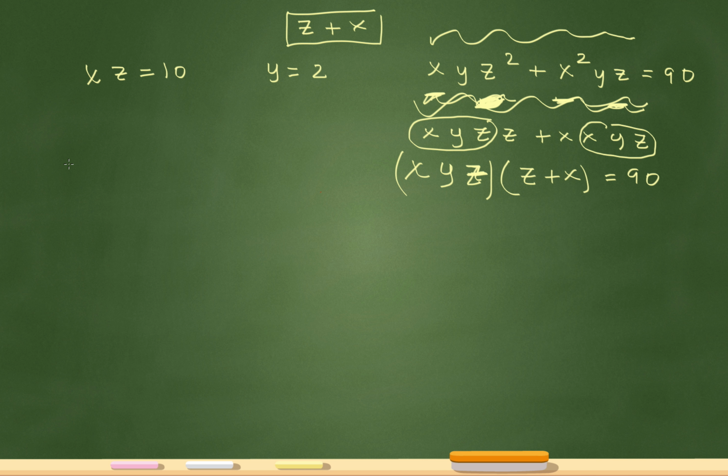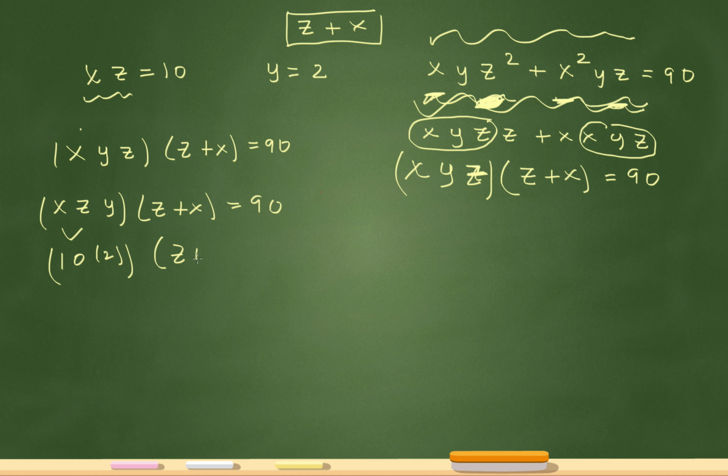So let me bring that over here so it's a little bit neater, because I think I was starting to get a little messy there. xyz times z plus x equals 90. Now we know y is 2, and x times z is 10. So I can replace the x times z, because in multiplication, if I rearrange this and rewrite it as x times z times y, it's the same exact thing as x times y times z. And that might make it a little bit easier to look at. So x times z we know is 10. Y we know is 2. And I'm left with z plus x over here.